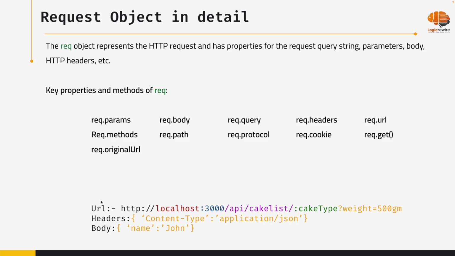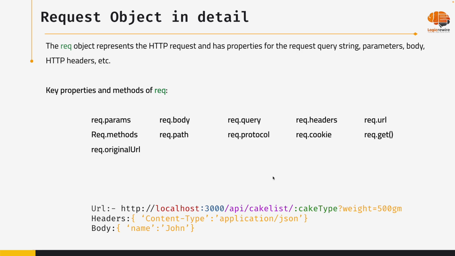Okay, so in any HTTP request, what will be there? One URL, one header, and one body, right? In the URL, either params will be there, like with a colon. If a colon is there, then that is params. If a question mark is there, that is query. And if something is passed in the body in object format, then that is body. And headers you already know, like content type application/JSON. This type of data we are going to pass from client to server, right?